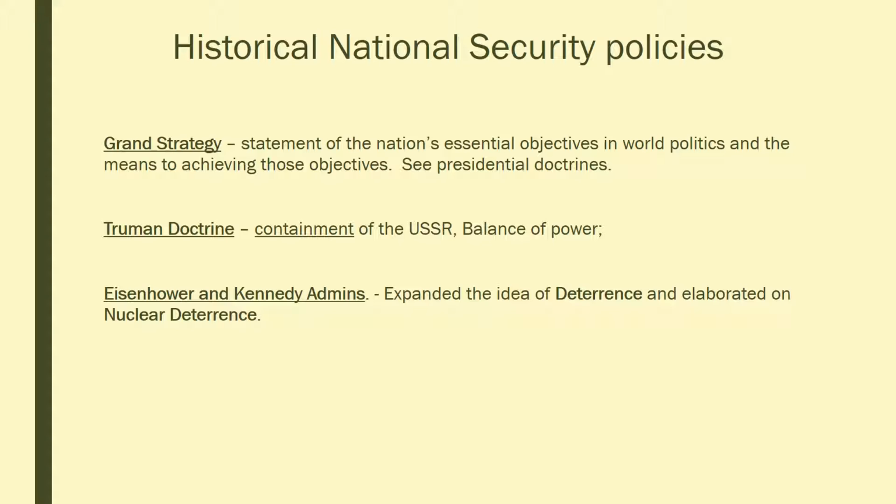In the Eisenhower and Kennedy administration, there were upgrades to our nuclear arsenals and expansion of our nuclear arsenals. And so the idea of deterrence, which is key to the balance of power, became elaborated in nuclear deterrence policy. In this lecture, we're going to be talking about the idea of deterrence itself, and then in a different lecture, we're going to be discussing nuclear deterrence.